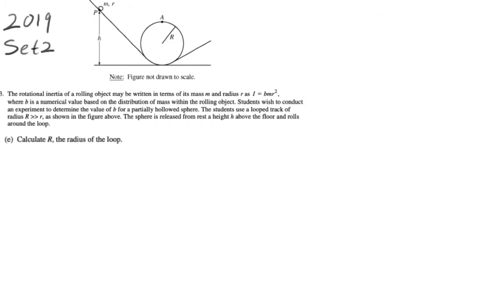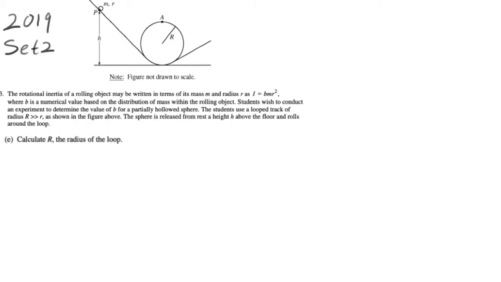Part E, calculate big R, the radius of the loop. So this seems completely unrelated to h and b and stuff, and I frankly don't really have an idea of how to solve this. So I'm going to look at my previous parts' answers to find if there's an equation I can use or if there's any way that I can maybe follow to find it.